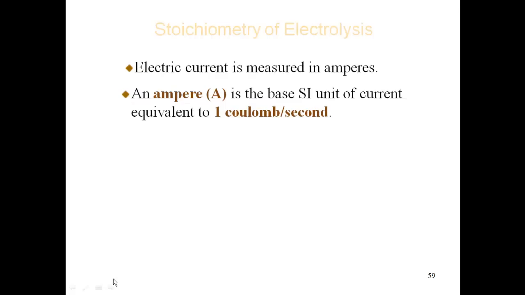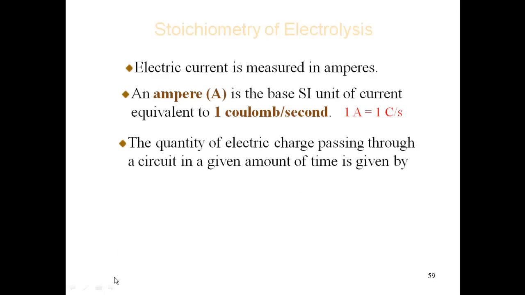Electric current is measured in amperage, and amperage is a capital A. It is the base SI unit for current. It's equivalent to 1 coulomb per second. So a conversion factor you need to be familiar with is 1 amp is equal to 1 coulomb per second.